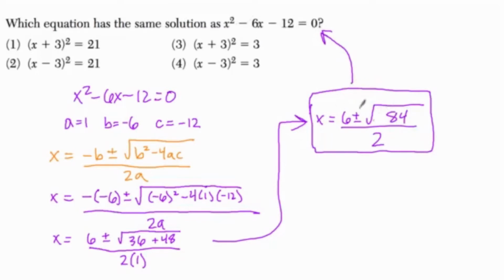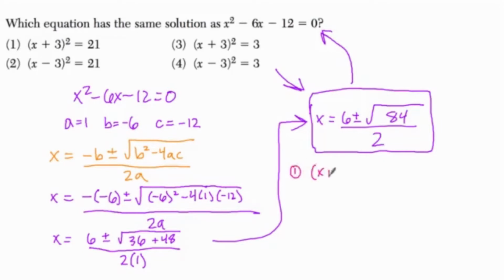So the question then becomes, which of these four equations has the same solution as this guy? Or in other words, which of these four equations has this as its solution set? At this point, you can literally just go one at a time. But let's take advantage of the fact that each of these four answer choices are written in a form that doesn't require a lot of steps to get to the solution. So let's look at answer choice number 1.